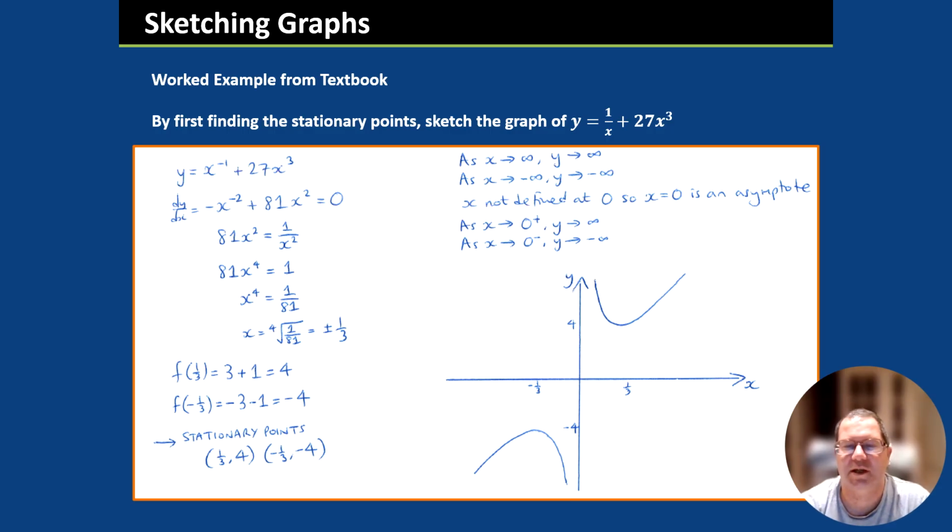We can also investigate what happens as we tend to infinity. So as x tends to infinity, so does y. We've got 27 times infinity to the power of 3. 1 over infinity is essentially 0. And as x tends to negative infinity, y also tends towards negative infinity. x isn't defined as 0 because we've got 1 divided by x, so x equals 0 is an asymptote. But as x tends to 0 from above, y tends to positive infinity, and as x tends to 0 from below, y tends to negative infinity.